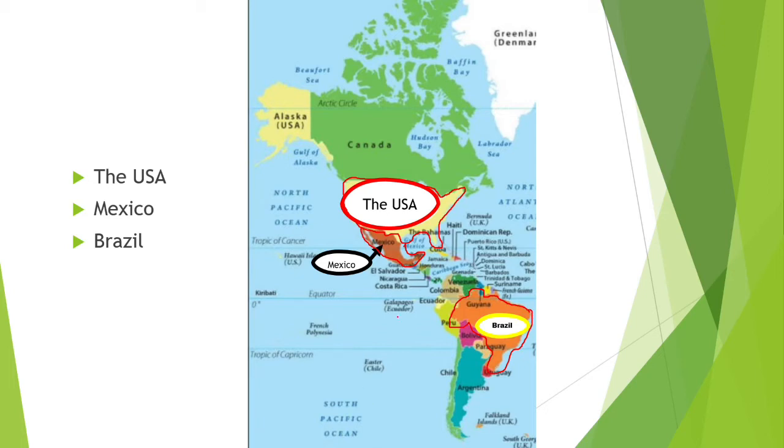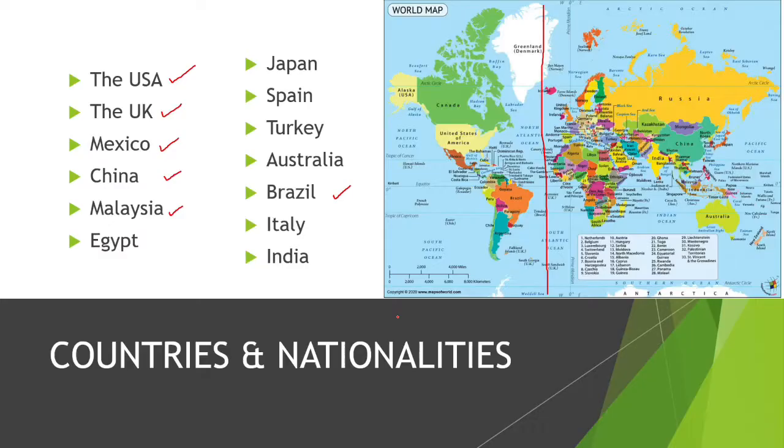Okay, if we look back over here, at the world map, if you look at over here, we have on this side US, Mexico, and Brazil, the orange one. Okay, 3 countries on this map over here.